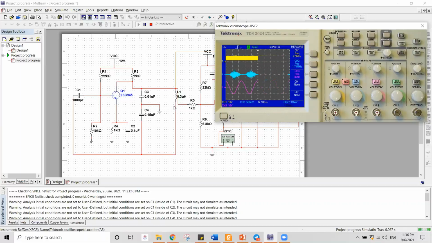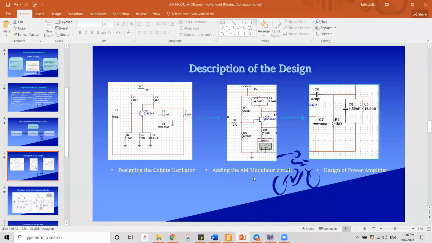Okay, the oscillator is used because the frequency stability remains at a fixed frequency, and it is used to modulate the information and produce the modulated signal. Second is the AM modulator circuit.